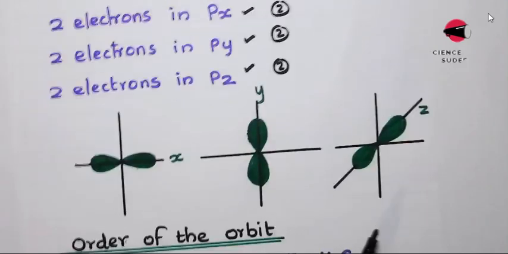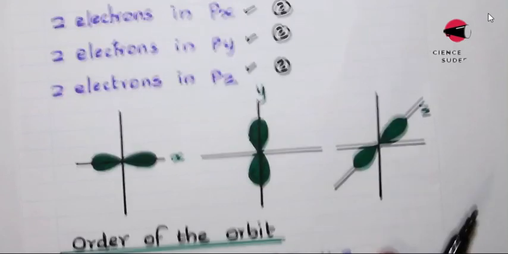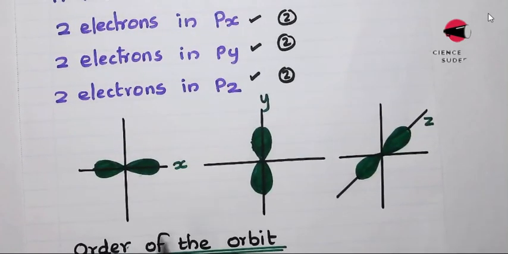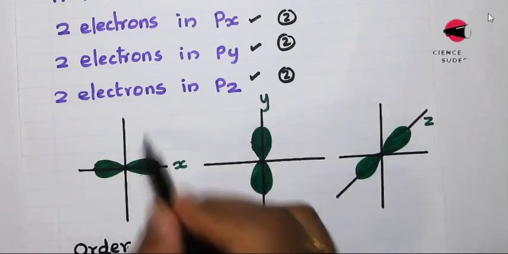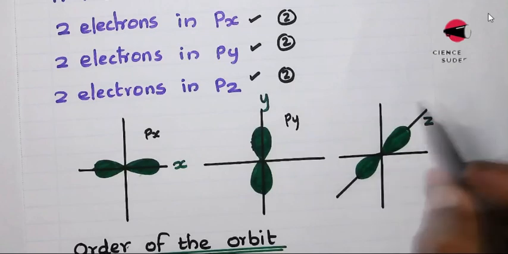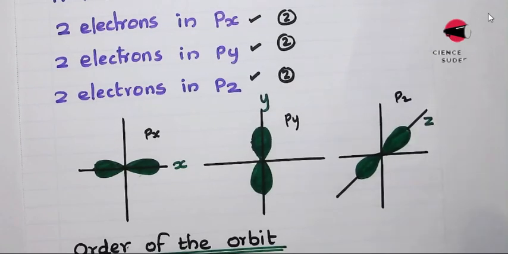These are the diagrammatic representations of a p orbital. Let's have a look at it. This orbital is along the x-axis, this one is px. This orbital is along the y-axis, this is py. This orbital is along the z-axis, this is pz. That's a small description about p orbitals.